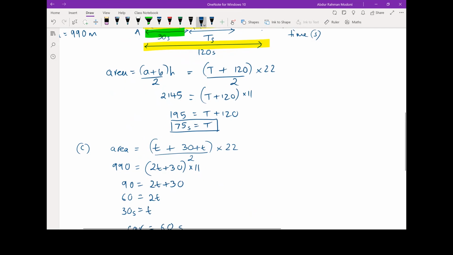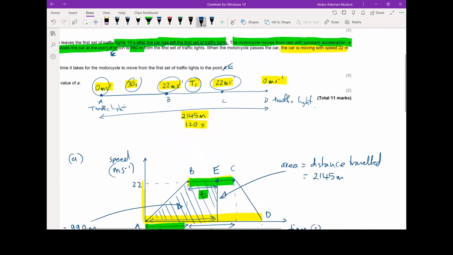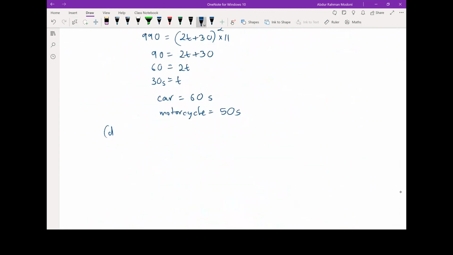Let's go and take a look at the last part, which is asking us to find the acceleration of the motorcycle. Now, for this part here, we know that the motorcycle started at the point A and it moved with a constant acceleration until it reached the point E. And that whole distance that it traveled was 990 meters. And the total time, which we've worked out previously, is 50 seconds. It started off with 0 meters per second because it told us that the motorcycle started from rest. So we're going from A to E. We've defined the 2 points which we're going to do SUVAT between.